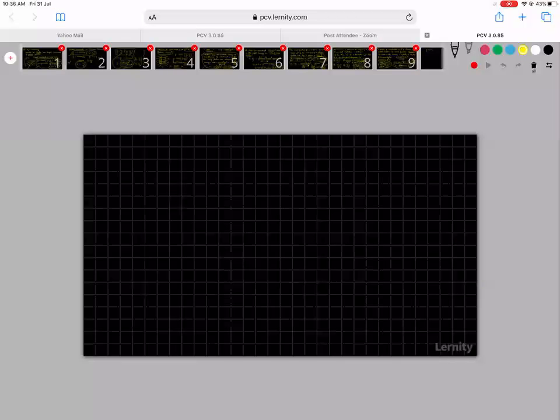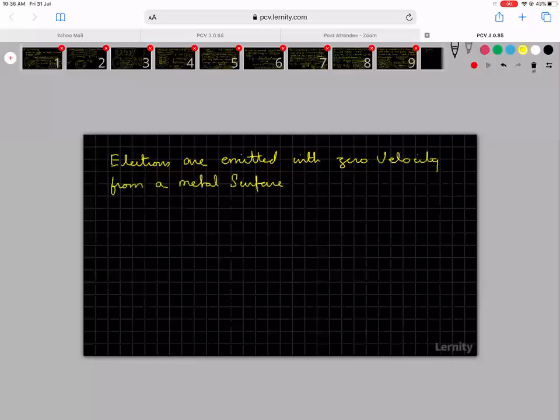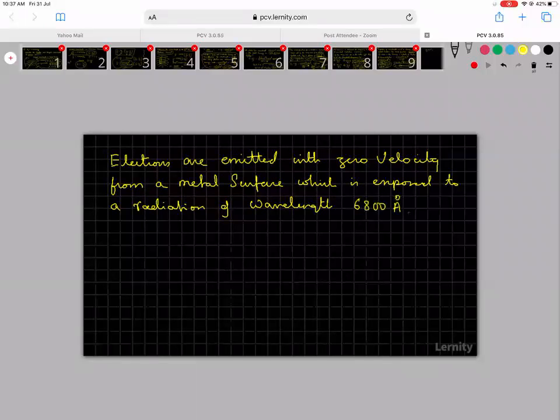One last question we will work out. Electrons are emitted with zero velocity from a metal surface which is exposed to a radiation of wavelength 6,800 angstrom units. Okay, electrons are emitted with zero velocity.